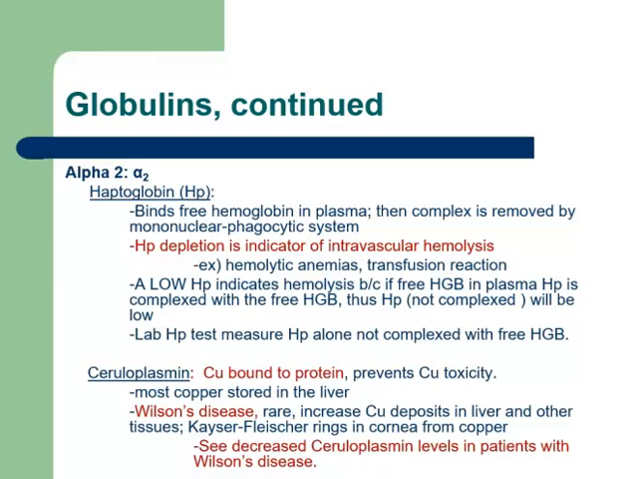Next, under alpha-2, you have ceruloplasmin. This is copper bound to protein. It prevents copper toxicity. Most copper is stored in the liver. We have something called Wilson's disease. This is a rare disease, and it is an increase in copper deposits in the liver and other tissues. It can even cause rings in the cornea of the eye from the copper called Kayser-Fleischer rings.